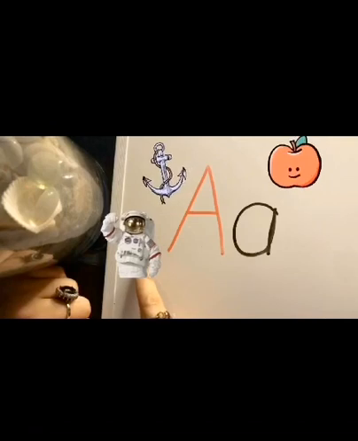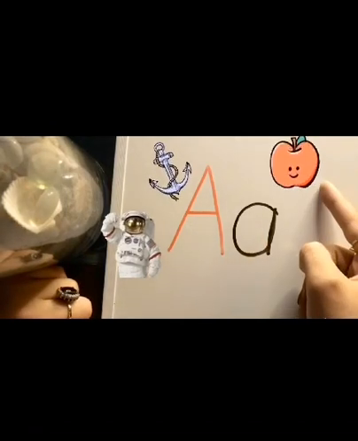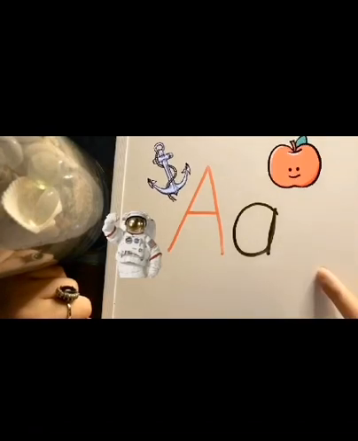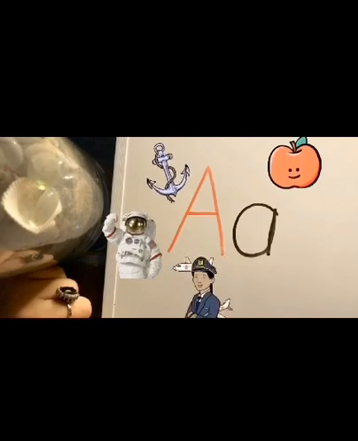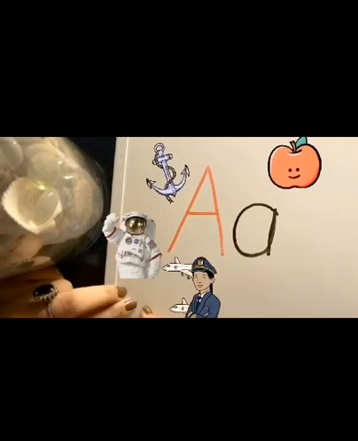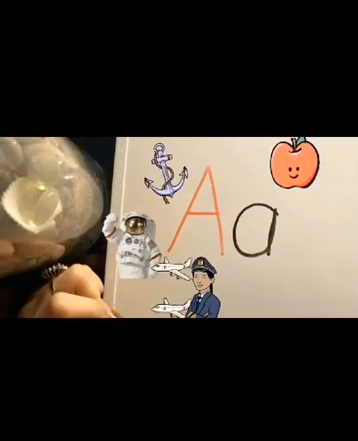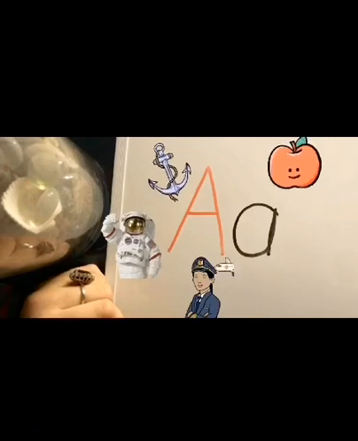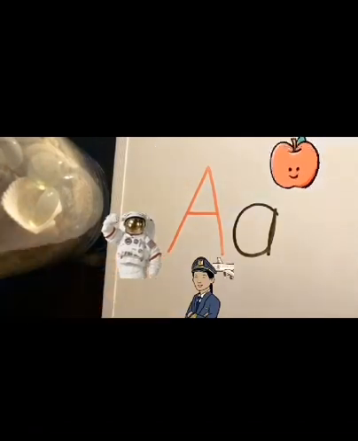Anchor. Oh, wow. That's an astronaut. That's nice. And what comes next? Apple. Okay, what is it? Let's see what comes now. Oh, it's an aeroplane with an air hostess. That's so good. Let's say again. What can you see on the picture? Apple, anchor, astronaut, aeroplane, and air hostess.